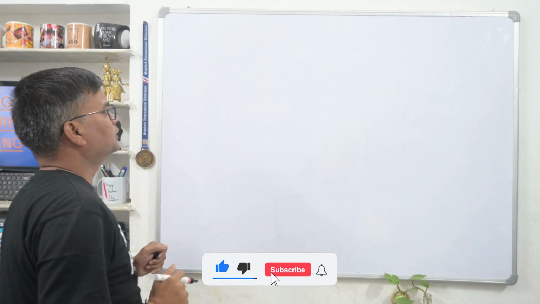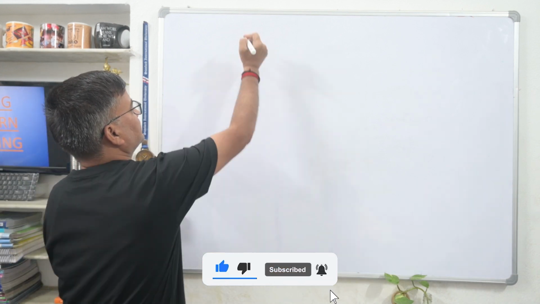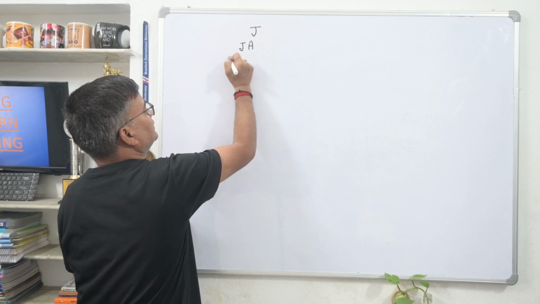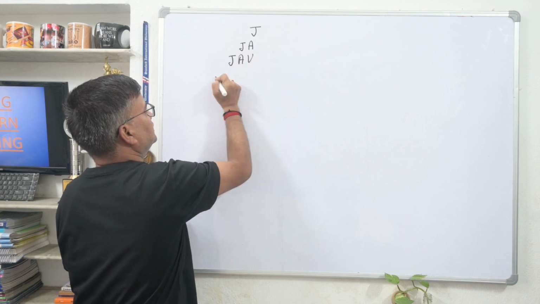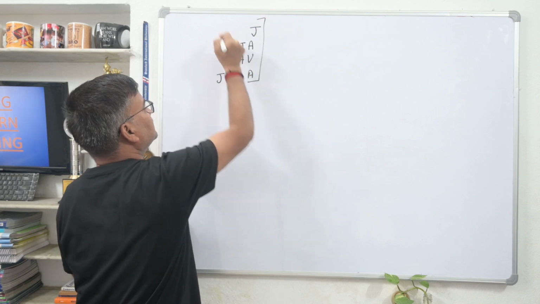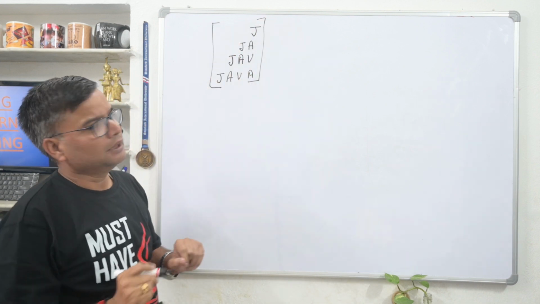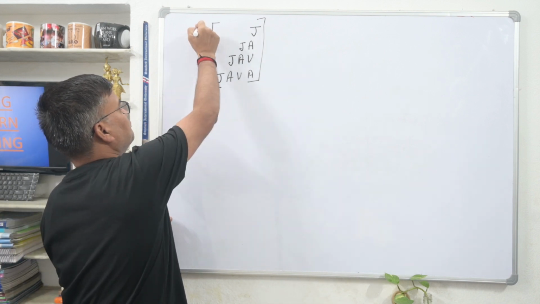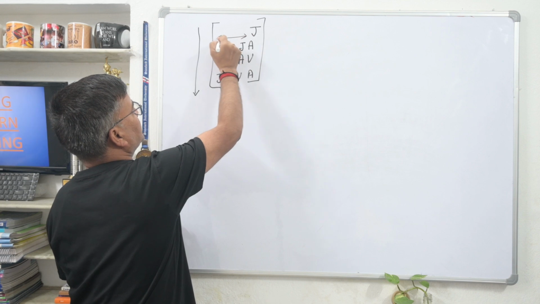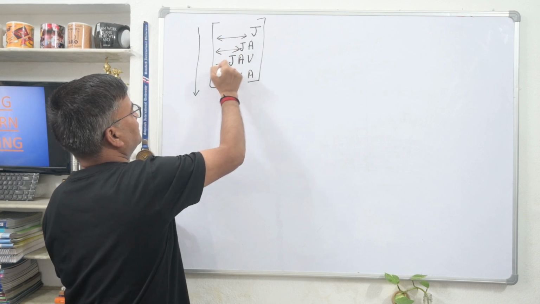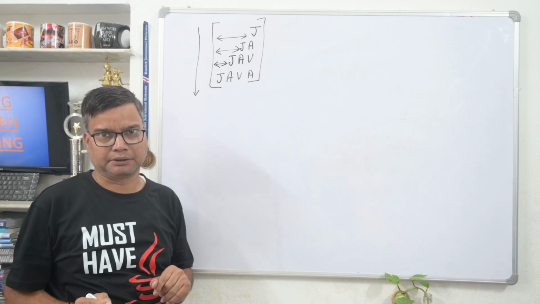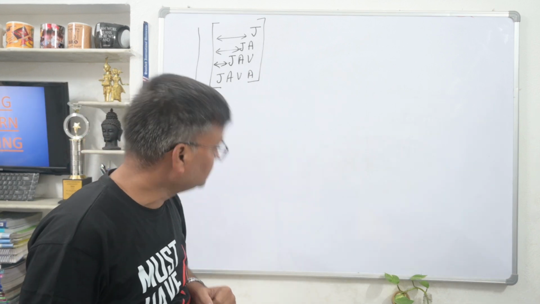Now if the question tells me to print like this: J, JA, JAV, JAVA. Now here if you see, there are three things. One loop will be for coming down. One loop is for printing the blank space, right? And the third one is for printing the letter.